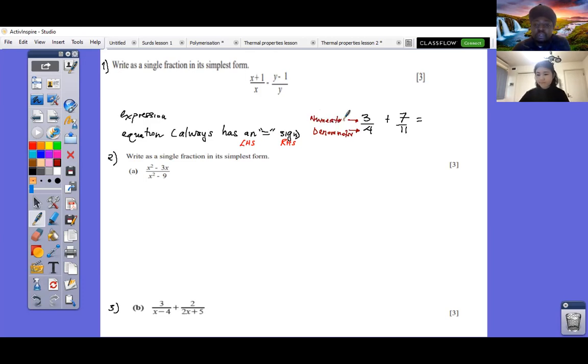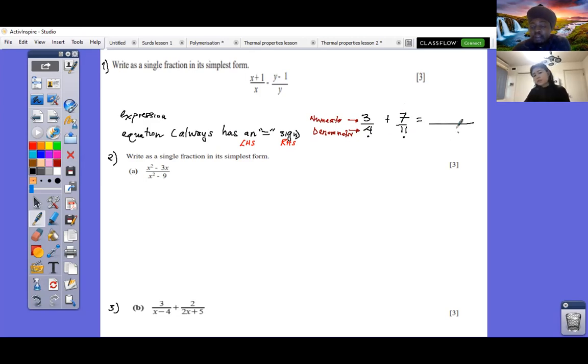Whenever you look at two fractions and you're adding them or subtracting them, you look at the denominator and you try and find a common multiple. So a number that both 11 and 4 can go into. You're then going to place that number at the bottom, so you draw a longer line and place that number there.